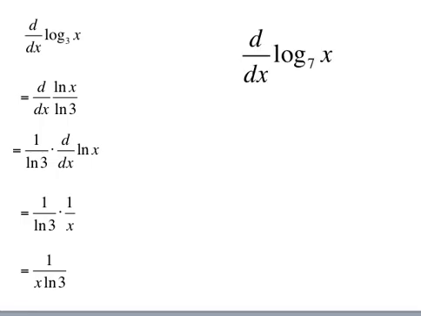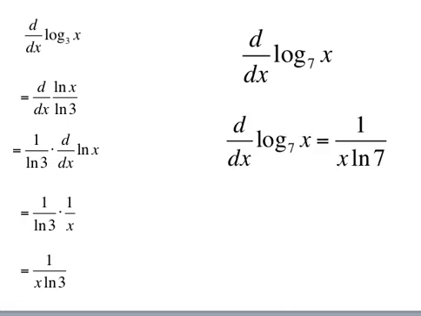If you want to take the derivative of log base 7 of x, and you want to just jump to the final answer, you could say that that's 1 over x times the natural log of 7. So that's fairly easy to remember.